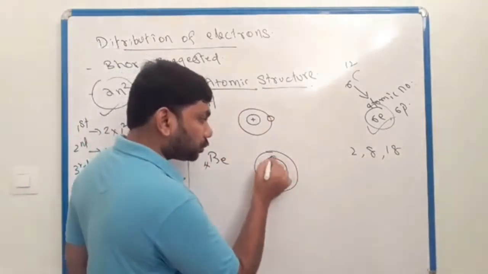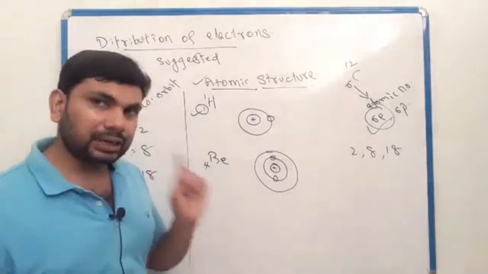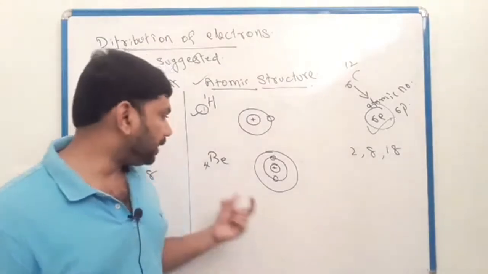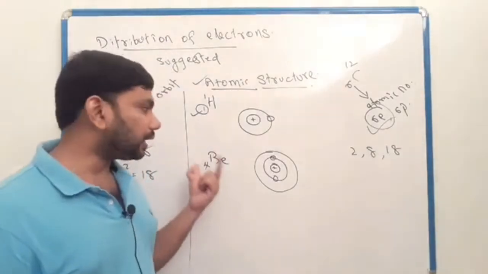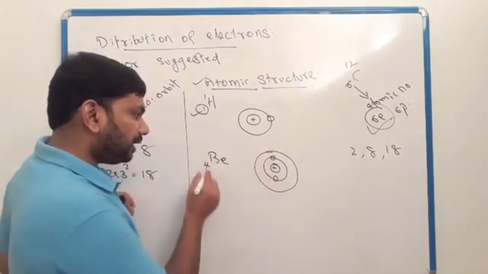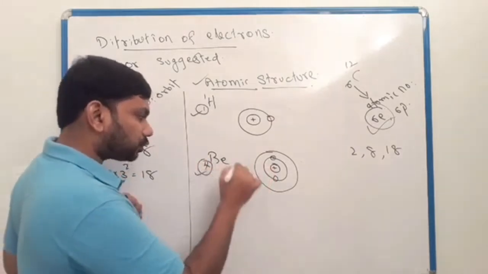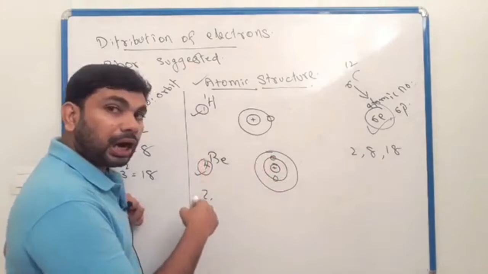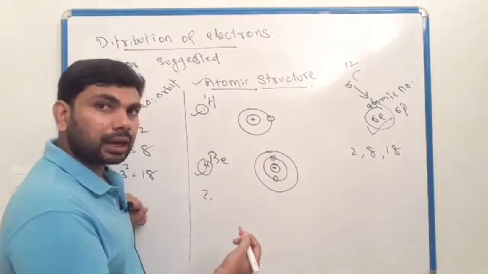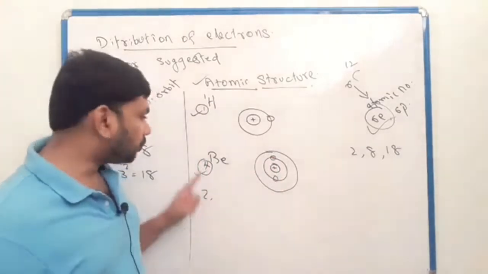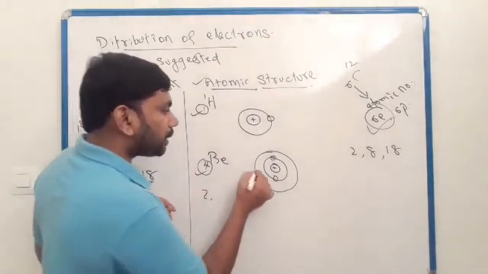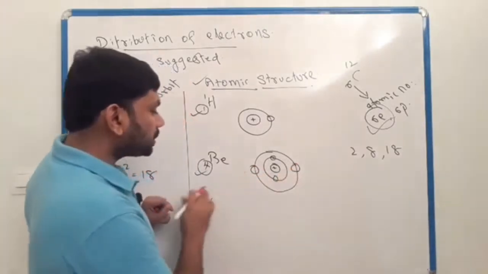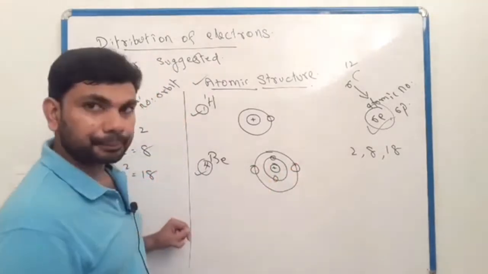So first orbit 2 electrons. Second orbit not 8. We have only 4. We already did 2 in the first orbit. So how many electrons are left? 4 minus 2. 4 minus 2 means 2 electrons. So this is the structure of beryllium.